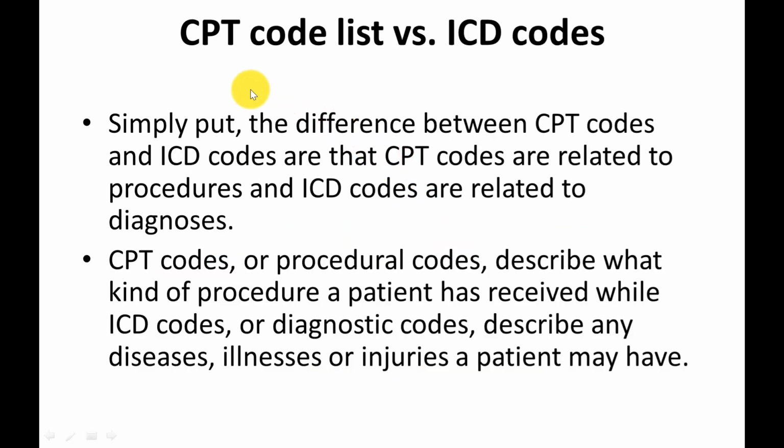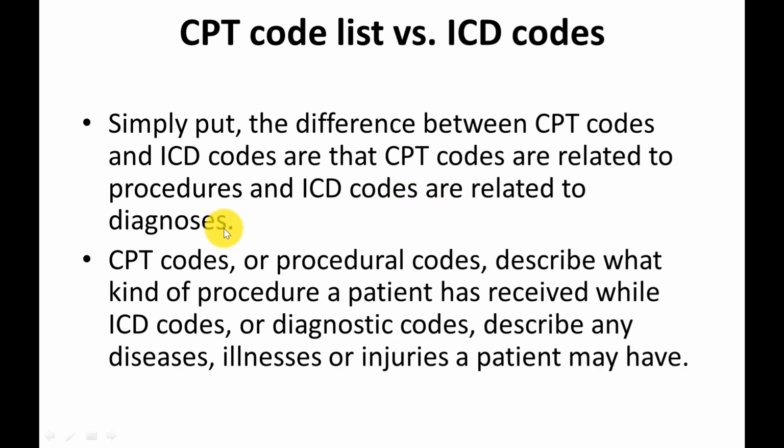The first set of codes we have seen is the CPT code list. You have seen that there are CPT codes, ICD codes, and HCPCS codes. So what is the difference between CPT and ICD codes? Simply put, CPT is for clinical procedures. CPT codes are related to procedures, while ICD codes are related to diagnosis.